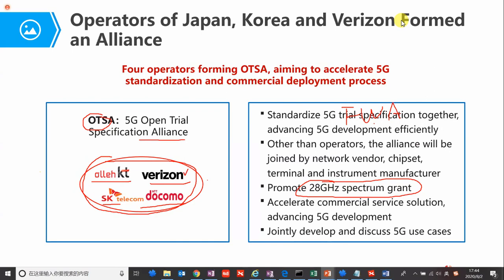FWA means fixed wireless access. Actually, it uses the CPE to get the wireless signal into Wi-Fi, and then provides the network service to the customer. This technique's development is mainly from LTE, and some enhancement of LTE. They want to provide broadband access using wireless to the user. So they formed a new organization, OTSA.